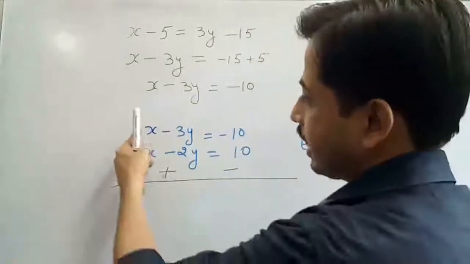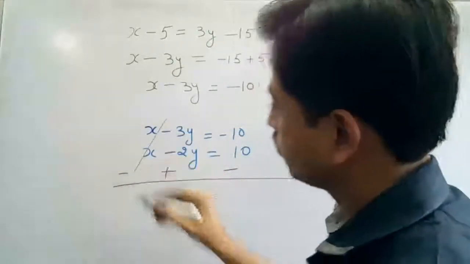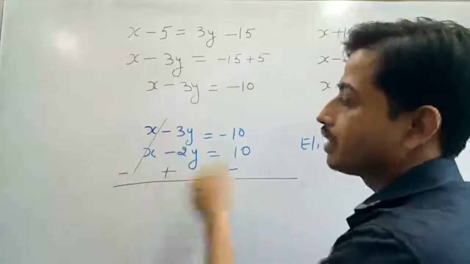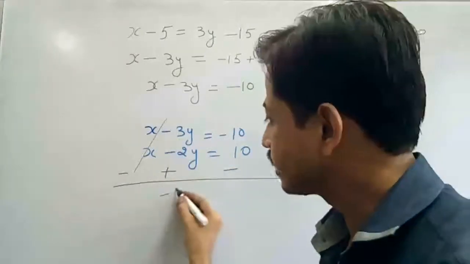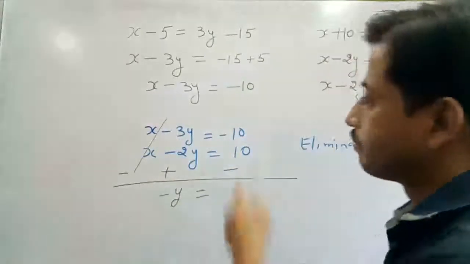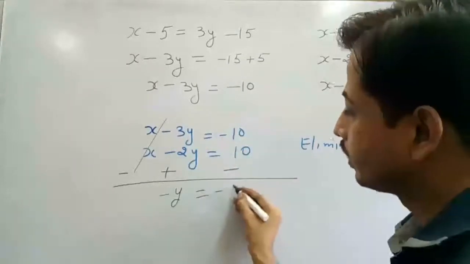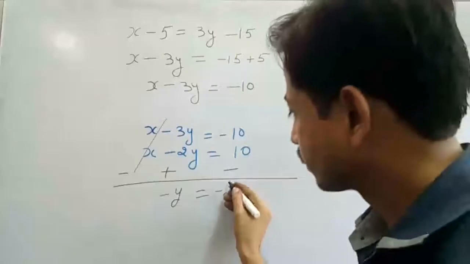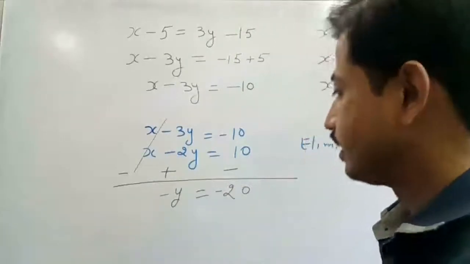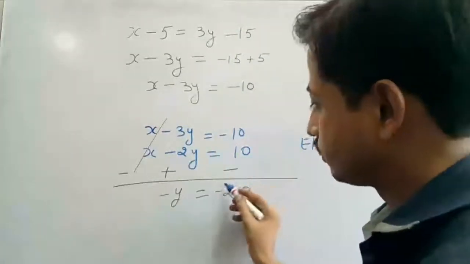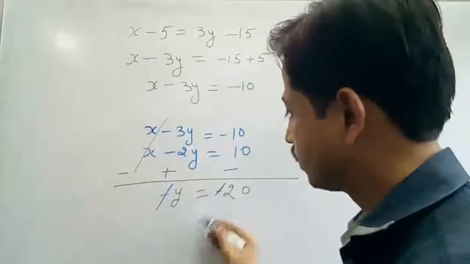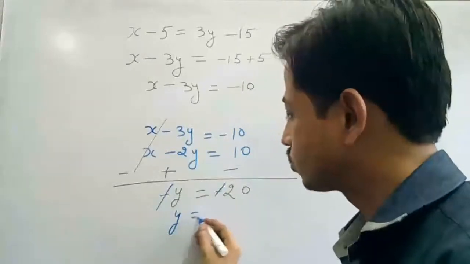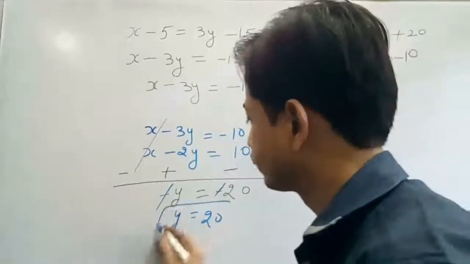Now cut it. X minus x, they are cancelled out. Minus 3y and plus 2y, it gives us minus y. Minus 10 and minus 10, minus 20. Negative signs are cancelled out. So we get y is equal to 20.